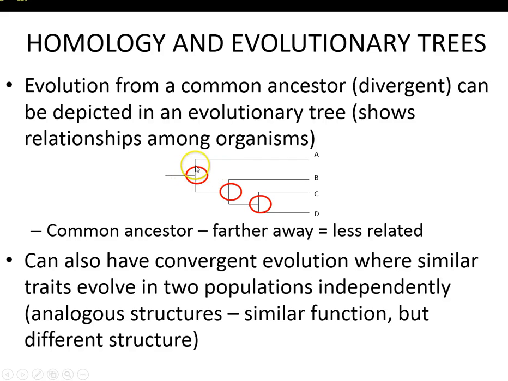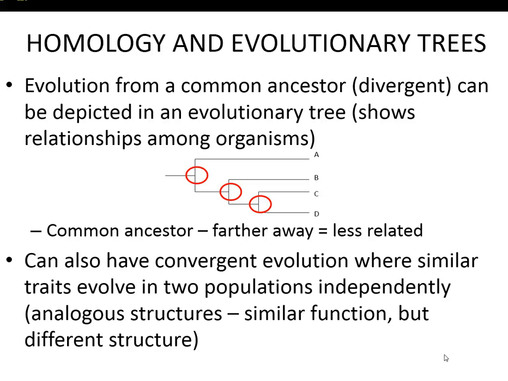But because we have a certain body plan in this common ancestor, it is likely that A, B, C, and D are all going to have some similarities to that body plan and therefore similarities to each other. But we can also have something called convergent evolution, where similar traits evolve along completely different pathways. They converge on a particular trait and produce something called analogous structures rather than homologous structures.